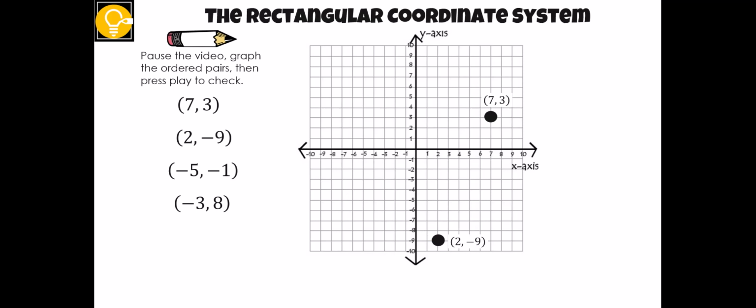How about -5, -1? I go to -5 on the x and -1 on the y. And finally, -3, 8. Well, we're going to go to -3 on the x and then +8 on the y.